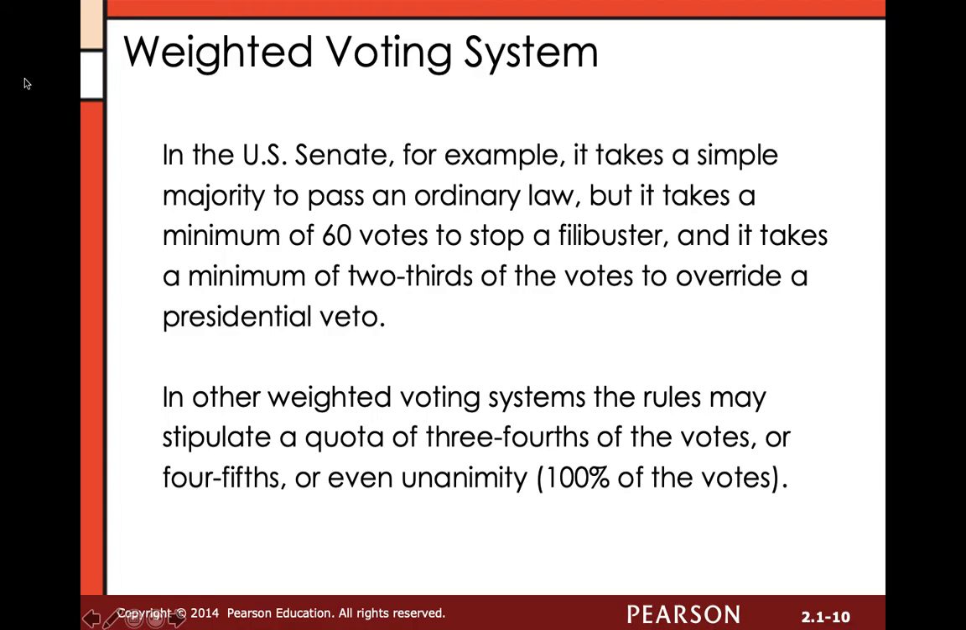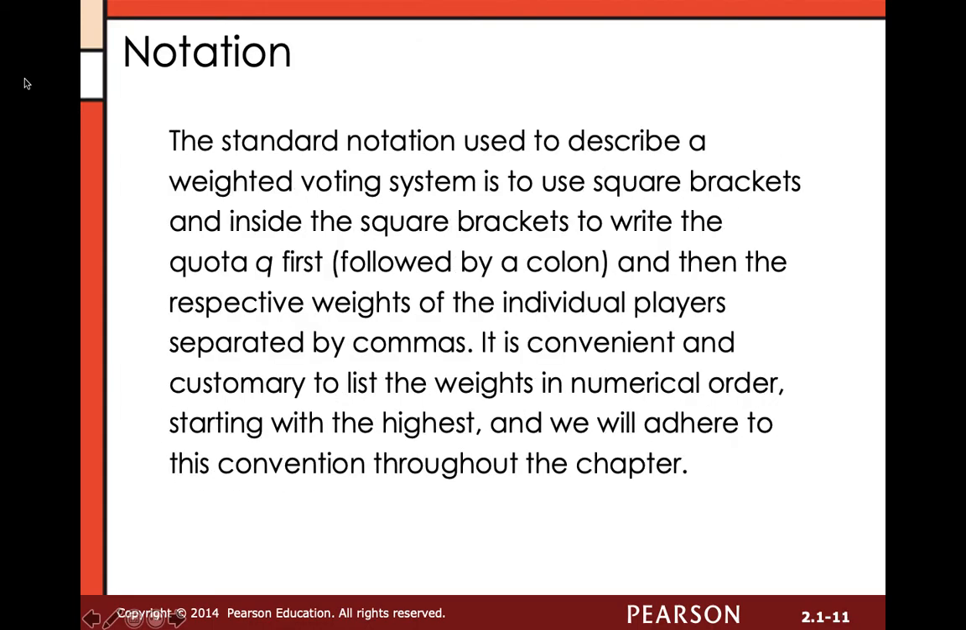But it takes 60 votes to stop a filibuster. So that's your quota for a filibuster. And it takes a minimum of 2/3 of the votes to override a presidential veto. So there's your quota for the override. And so then in other systems, it just depends. They can be 3/4, 4/5. It could be all the way up to 100%, where they would need a unanimous decision to meet the quota.